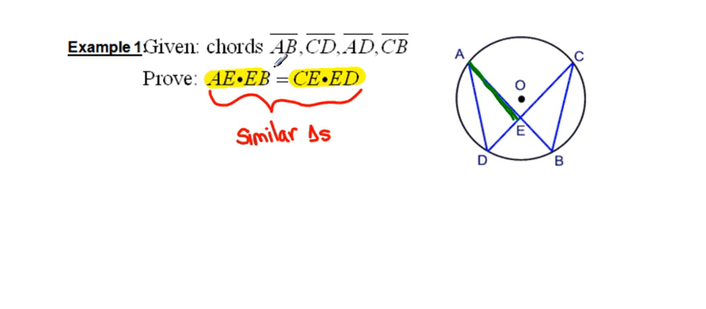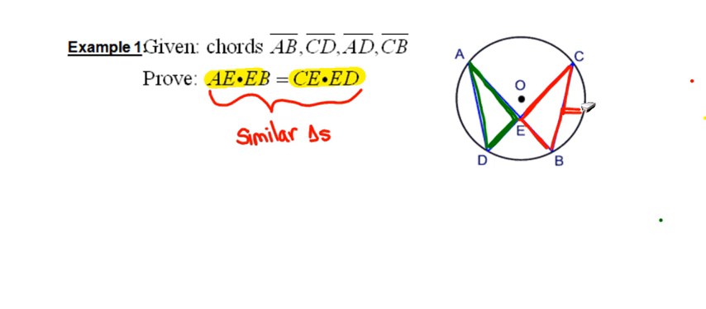So side AE, side EB, the next one is in a different triangle. I'm going to color code it with a different color. Side CE, the third one, is in the same triangle as side EB, so I'm going to color code that the same color. And then the last one, side ED, is in the same triangle as the first one. I'm going to color code it the same color as the first. And now looking at the picture, I can see pretty clearly exactly which two triangles I need to prove similar.